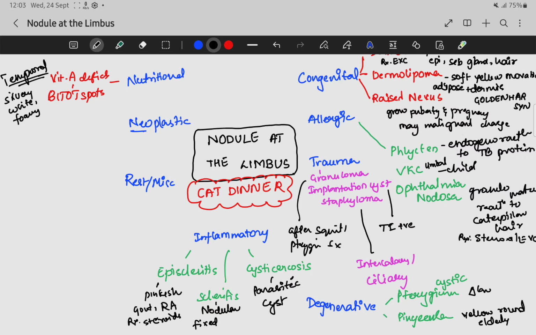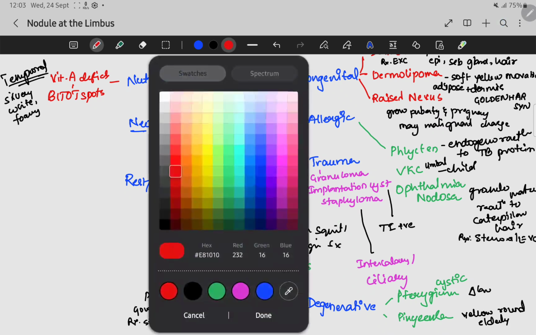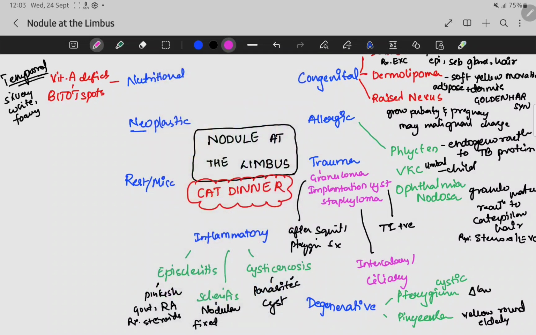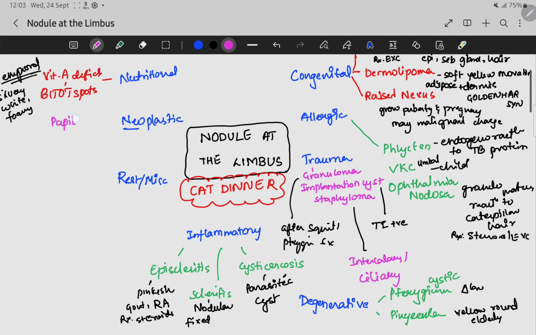Then neoplastic. Now coming to the neoplastic ones, we have squamous cell carcinoma, papilloma, and primary melanoma. So papillomas are usually benign polypoidal tumors. They can be either sessile or pedunculated. They have the tendency to convert into a malignant lesion, and they can be treated by surgical excision.